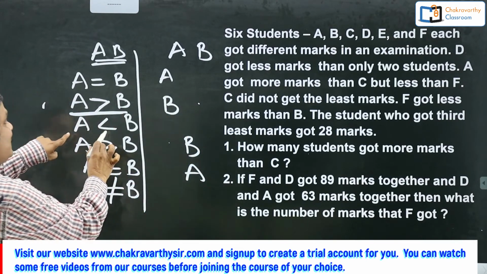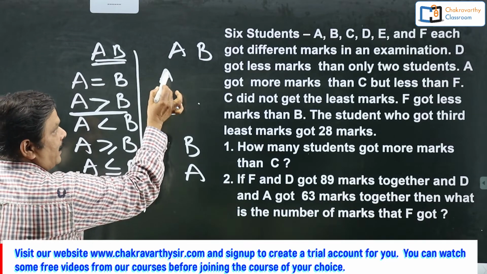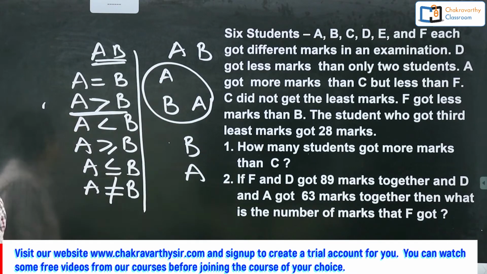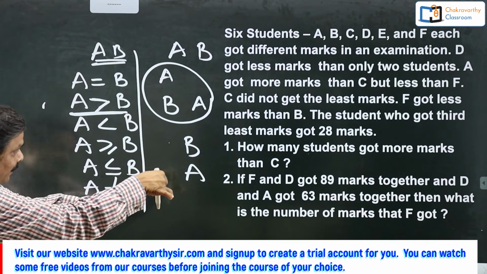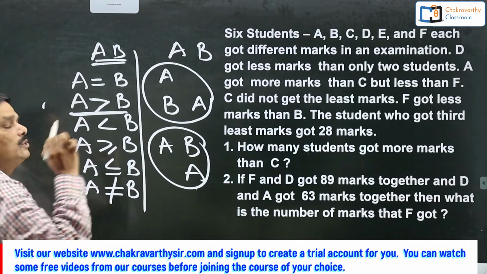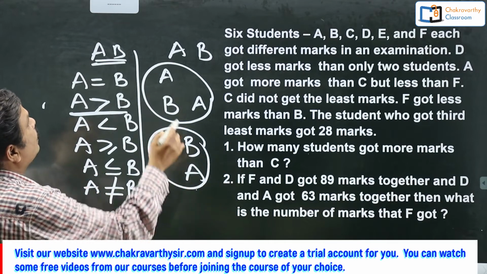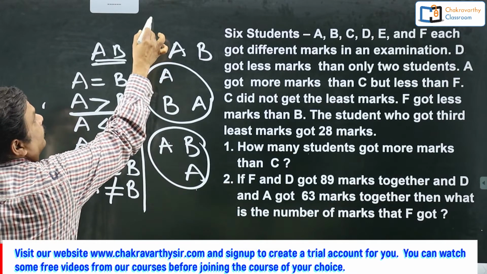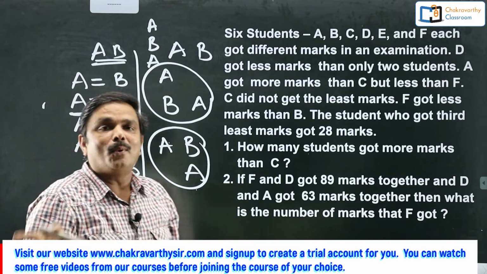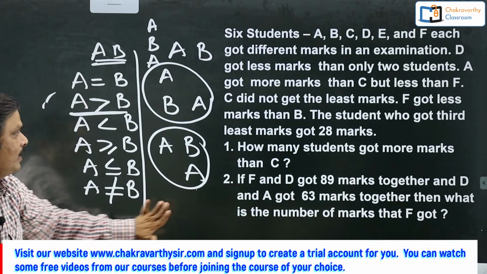Okay, or A is greater than or equal to B. That means A may be greater than B or equal to B, 2 cases. Or A is less than or equal to B: A is less than B or equal to B, 2 cases. Alright, then A is not equal to B. Not equal to B means A may be greater than B or less than B, 2 equally possible places. Now we are going to solve the questions based on this logic.